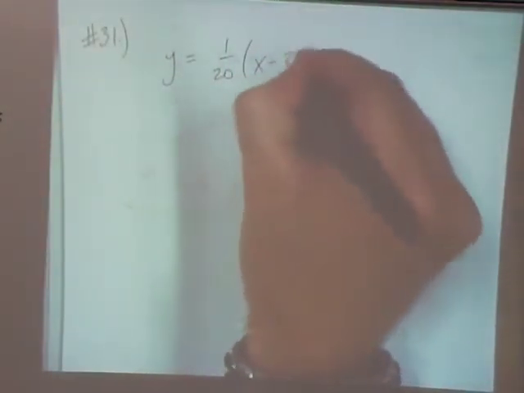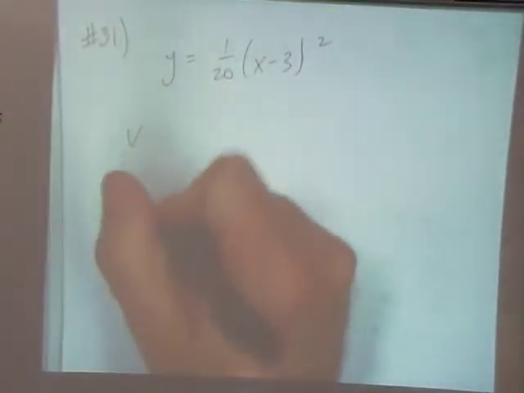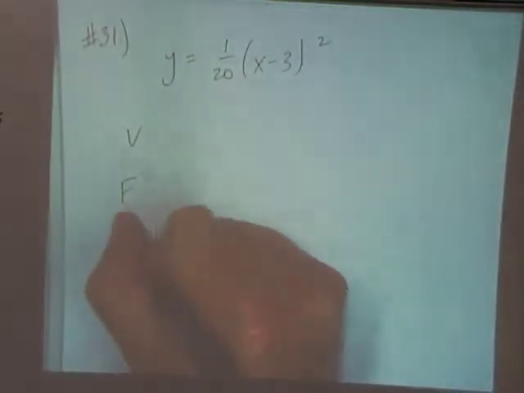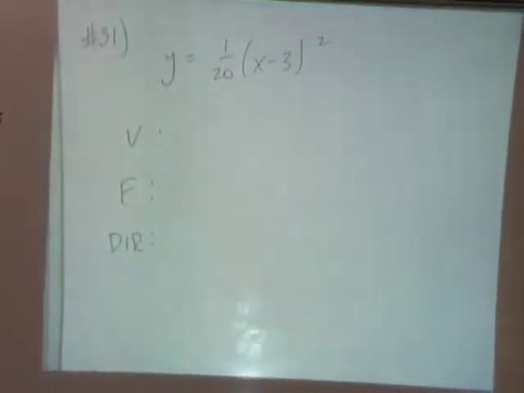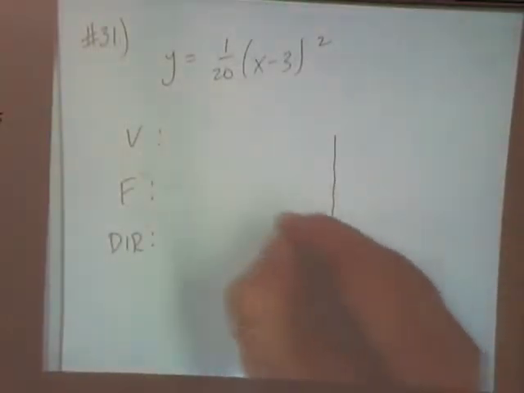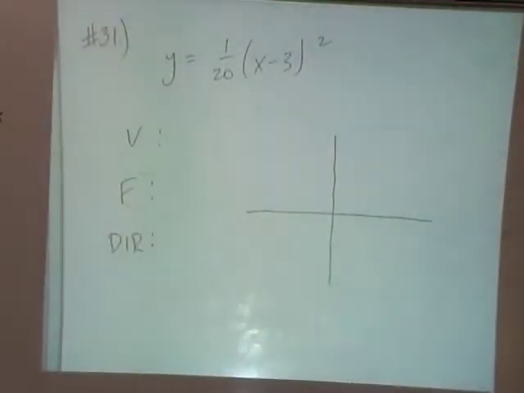Okay, so we're given y equals 1 over 20 times (x minus 3) squared. It wants us to find the vertex, the focus, and the directrix. I would say sketch it. Which way is this thing open? It opens in the direction of the non-squared variable. Notice the y is not squared, and the a value is positive, so it's going to open in the positive y direction, so it's going to open up.